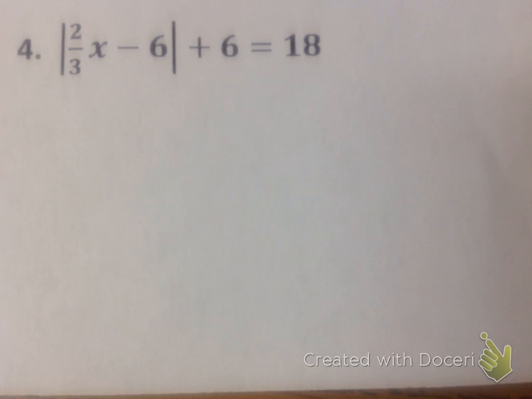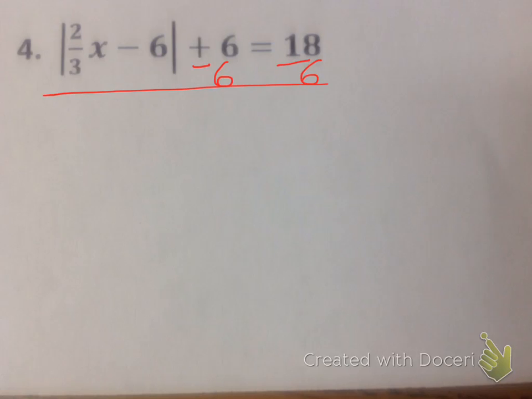We now move on to number 4. Number 4 is a little different because the absolute value is not by itself. So we need to get the absolute value by itself first. So I need to get rid of this plus 6. So I'm going to say minus 6, minus 6.